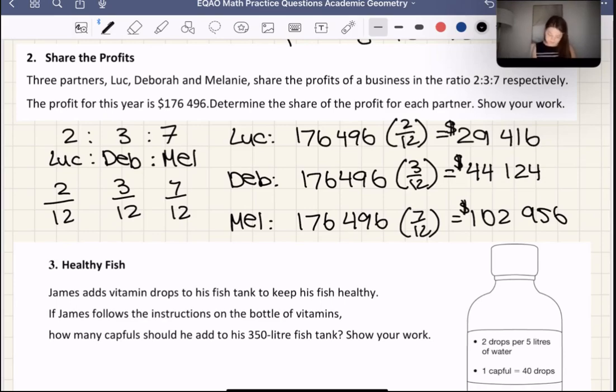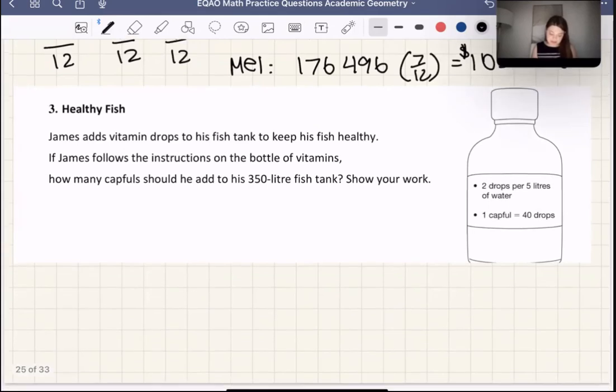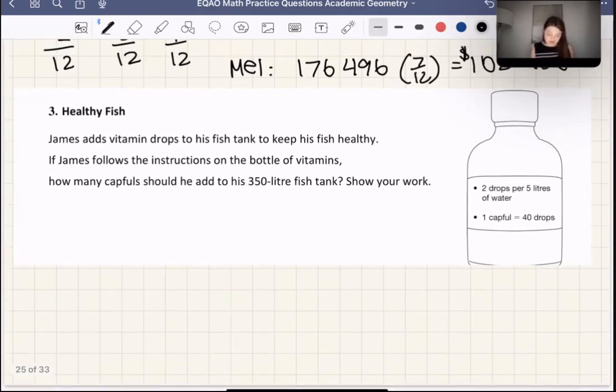Awesome. The last one is healthy fish. James adds vitamin drops to his fish tank to keep his fish healthy. If James follows the instructions on the bottle of vitamins, how many capsules should he add to his 350-liter fish tank? Show your work. Okay, so it says that you should add 2 drops for every 5 liters of water, and 1 capful is the same as 40 drops.